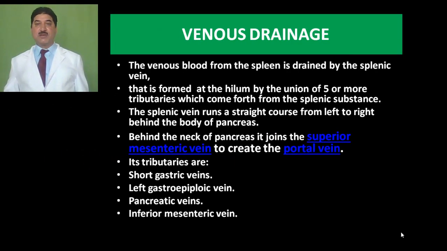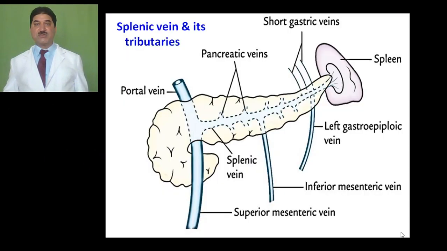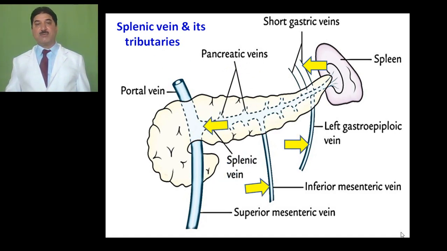As shown in this diagram, the splenic vein begins its course at the hilum. Its tributaries are short gastric veins, left gastroepiploic veins, and inferior mesenteric vein. It joins the superior mesenteric vein behind the neck of the pancreas to form the portal vein. The portal vein enters the liver and divides into right and left branches.